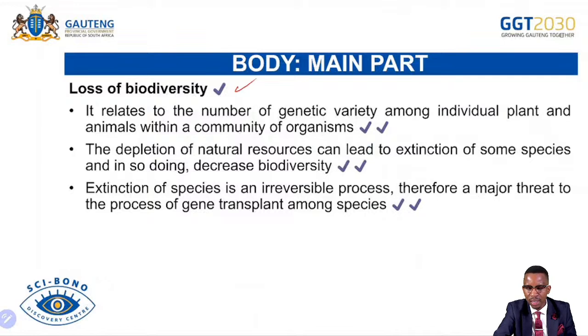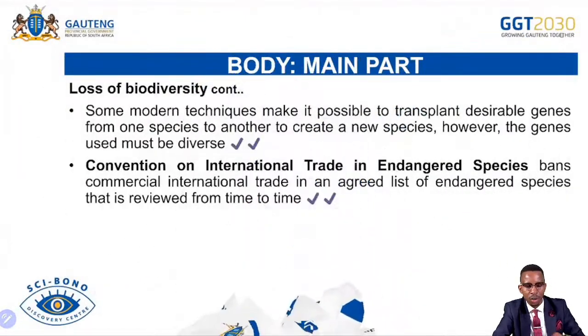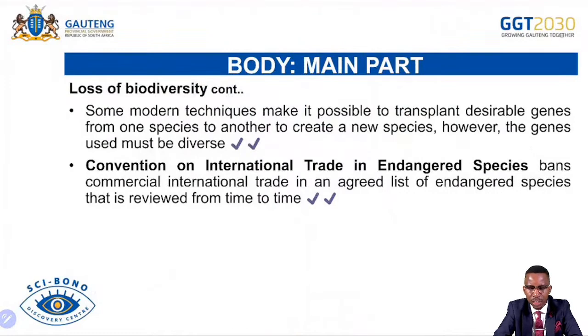So the depletion of natural resources can lead to extinction of some species and in so doing decrease biodiversity. Extinction of species is an irreversible process, therefore a major threat to the process of gene transplant among species. Loss of biodiversity continues. Some modern techniques make it possible to transplant desirable genes from one species to another to create new species. However, the genes used must be diverse. The Convention on International Trade in Endangered Species bans commercial international trade in an agreed list of endangered species that is reviewed from time to time.